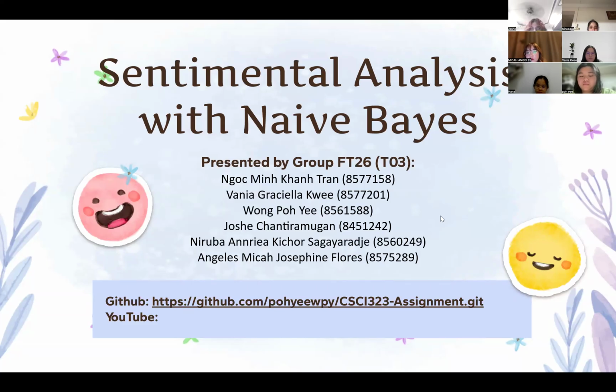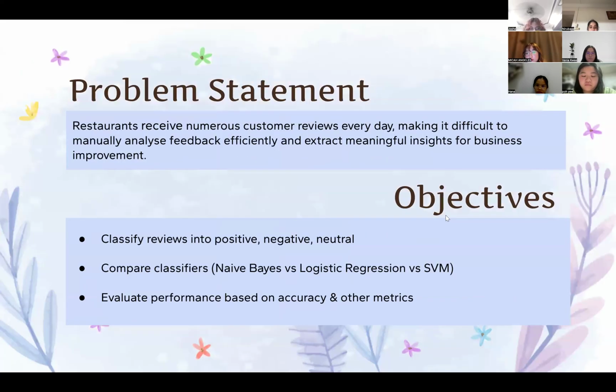Our problem statement focuses on how restaurants receive many customer reviews daily, making it hard to manually go through all of them and extract useful insights for improvement. Our objectives for this project are to classify reviews into positive, negative, or neutral, to compare classifiers, and to evaluate the performance based on accuracy and metrics.